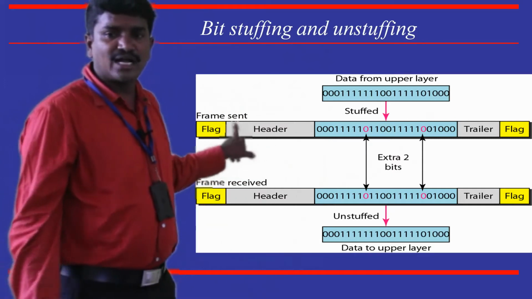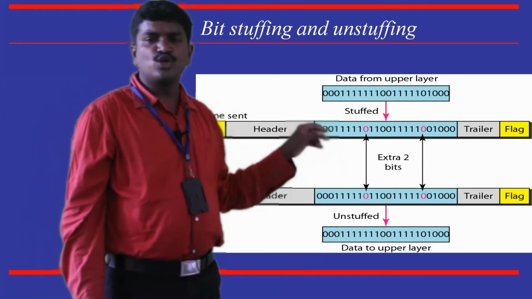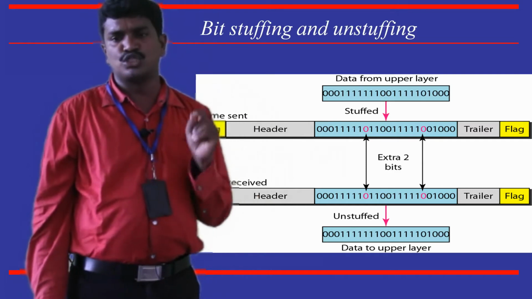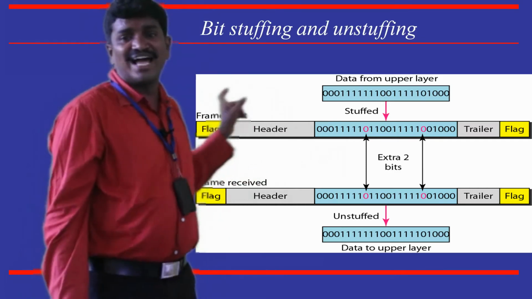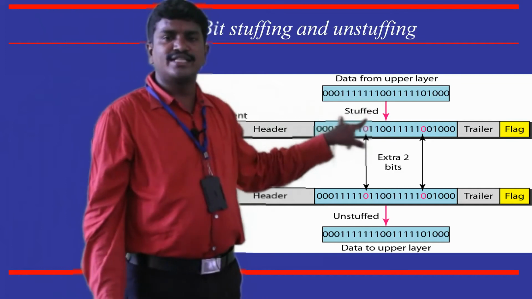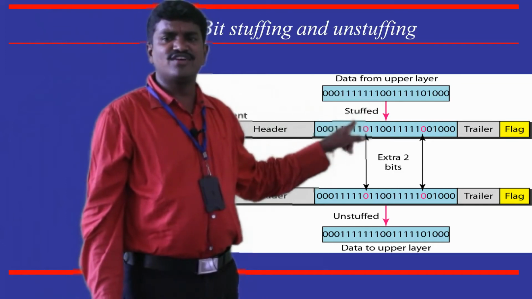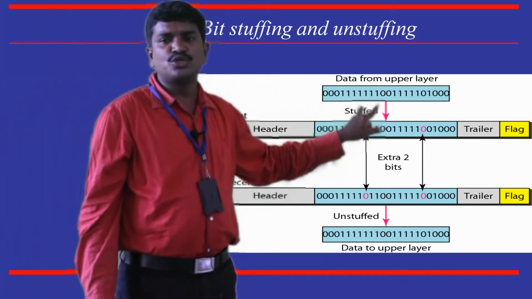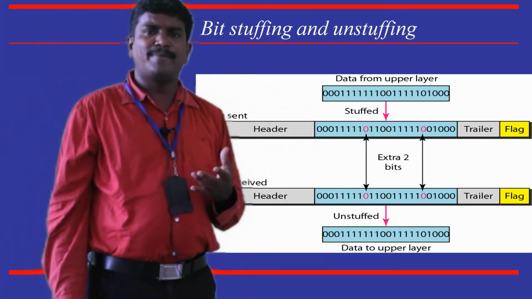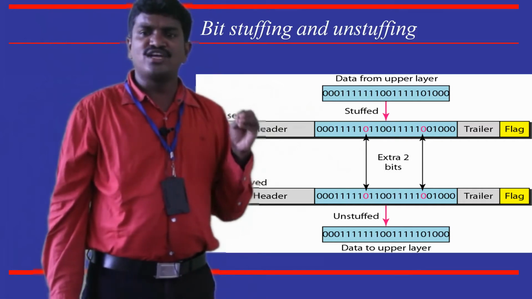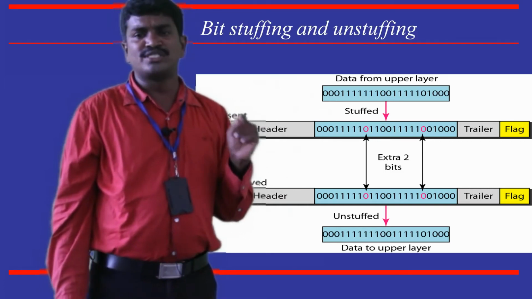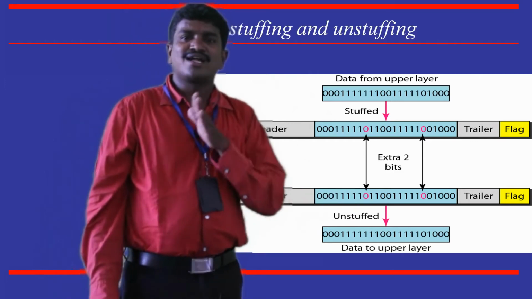Now if it occurs as part of the data, how is it avoided? Whenever you come across 5 consecutive ones in the data, it is followed by one more 0 added. The flag contains 6 consecutive ones. If 6 consecutive ones are in the data, that could be considered the end of the frame, but we should not do that. So we represent that data by adding a 0 after 5 ones. After every consecutive 5 ones, a 0 is inserted. We call that stuffed.